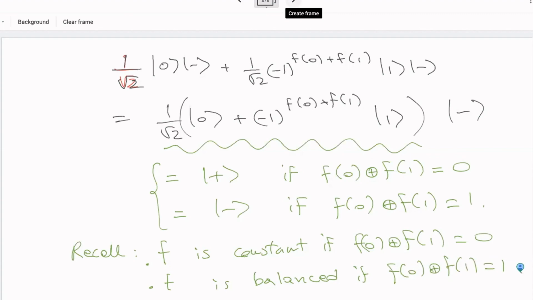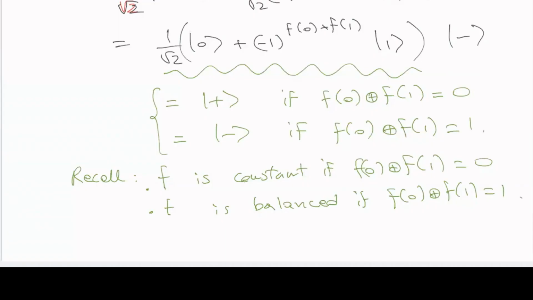This is what we had also discussed yesterday, right? The XOR of two things is 0 if they are the same, and the XOR is 1 if the two bits are different. So this quantity f of 0 plus f of 1 is precisely the solution to our problem. If it is 0, we ended up with the plus state. If it was 1, we ended up with the minus state. And then recall also that we can distinguish plus from minus by applying a Hadamard gate.